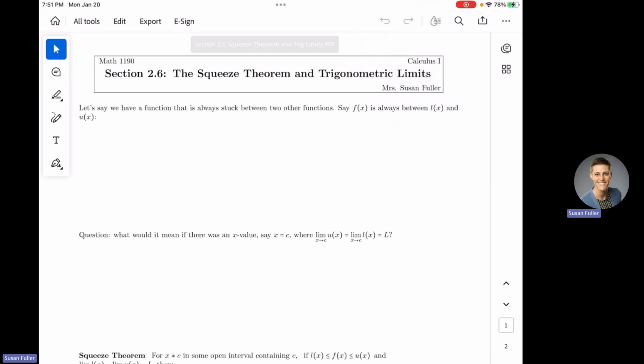So today we are going to be covering section 2.6, which is the squeeze theorem and trigonometric limits. And then hopefully we'll get into section 2.7 as well. We certainly won't finish 2.7, but I would like to at least start it that way on Thursday we can finish 2.7, rock through 2.8, and we will be kind of right back on track. So this week we're covering sections 2.6, 2.7, and 2.8.